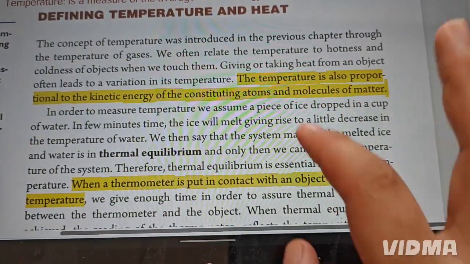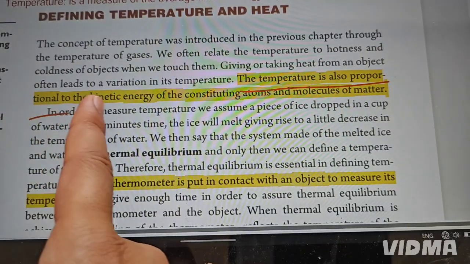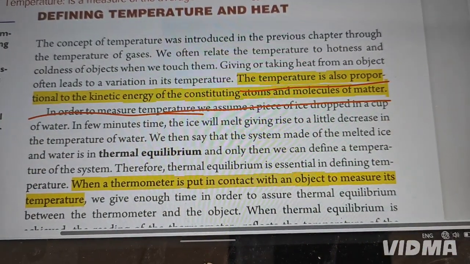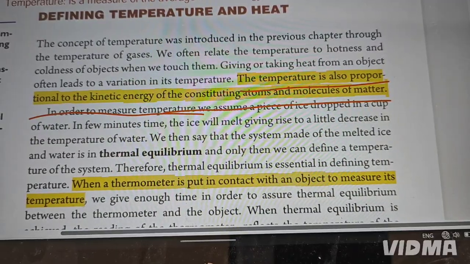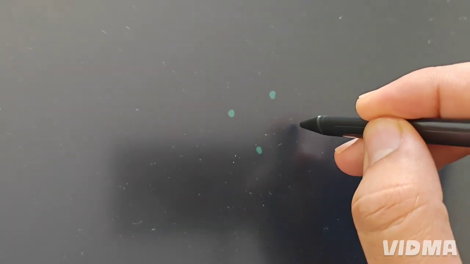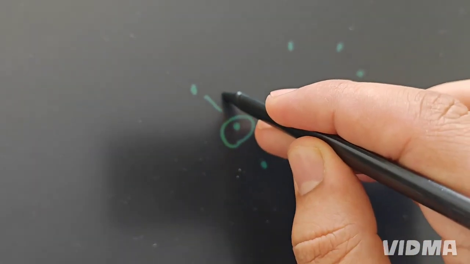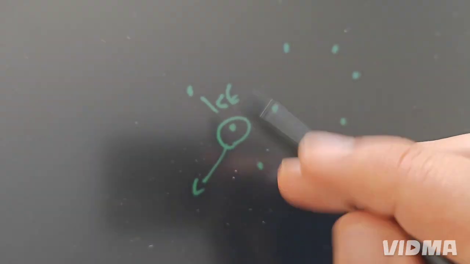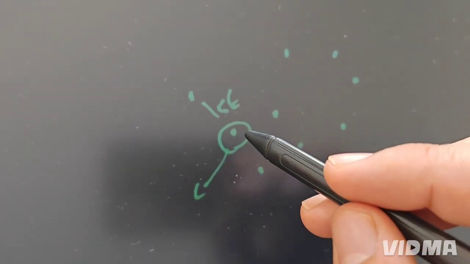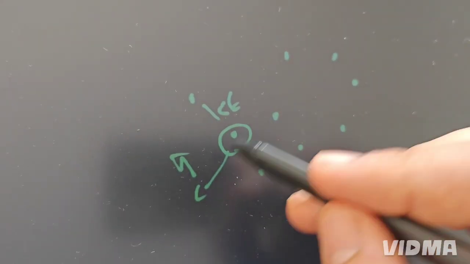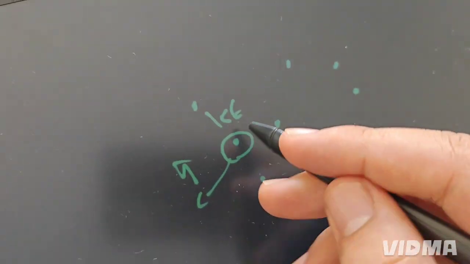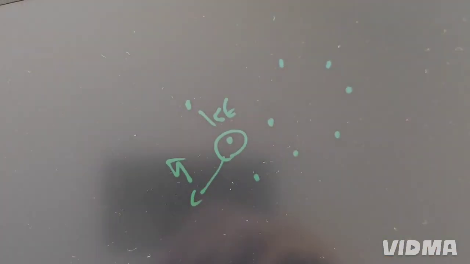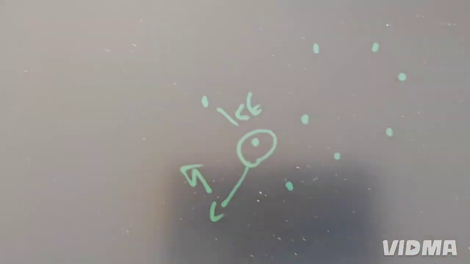Look, even though in here I wrote that the temperature is also proportional to the kinetic energy of the constituting atoms and molecules of matter. When we have a lot of particles, the kinetic energy of each of the particles is directly proportional to the temperature. When these particles receive a lot of energy or temperature, the velocity, the kinetic energy of the particles is going to be increased. They are moving very fast and quickly because they receive a lot of energy. So that's why if there is more temperature, more energy, there is more kinetic energy of the particles.